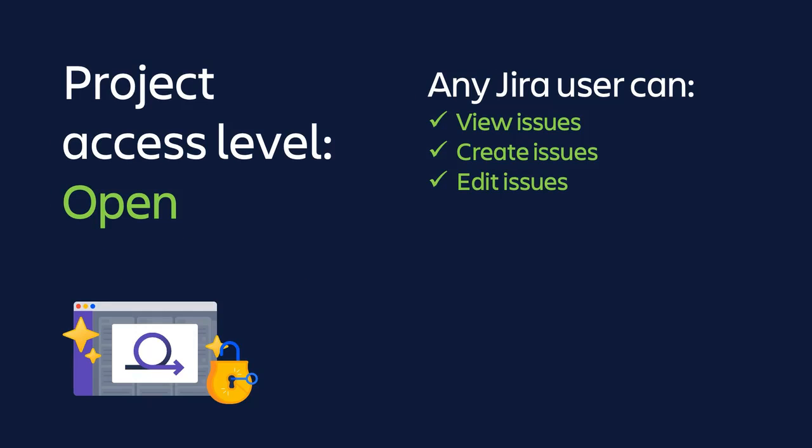The first option is to set a project access level to open. When a project is open, anyone on your Jira site can view, create, and edit issues in your project. With this access level, Jira would give any of the users who log into your site the member role in the project.